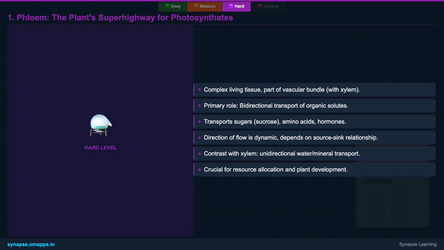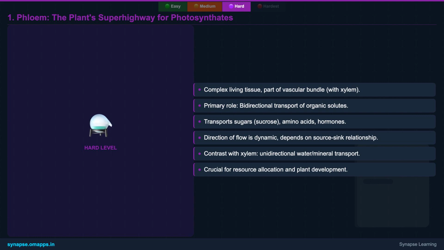Unlike the xylem, which primarily moves water and minerals upwards in a largely passive, unidirectional flow, phloem transports organic solutes, mainly sucrose, in a bidirectional manner. The direction can change based on the plant's needs.